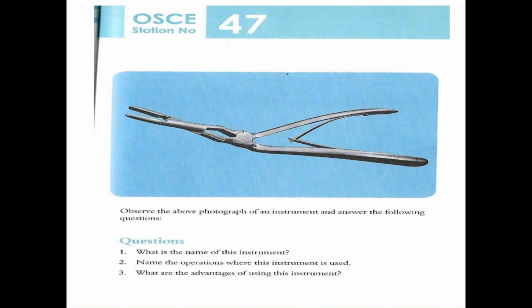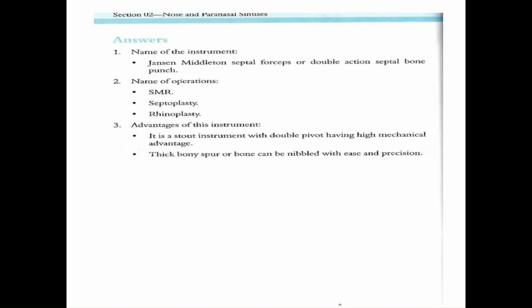Observe the above photograph of an instrument and answer the questions. Name the given instrument and its use. What are the advantages of the instrument? Jansen-Middleton septal forceps. Used in SMR, septoplasty, rhinoplasty. Advantages: high mechanical advantage. Thick bony spur and bone can be nibbled with ease.